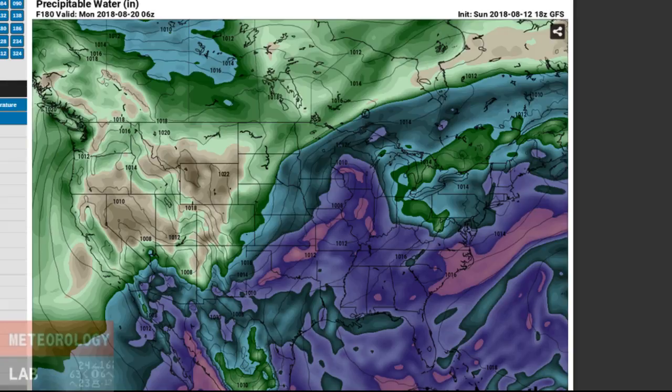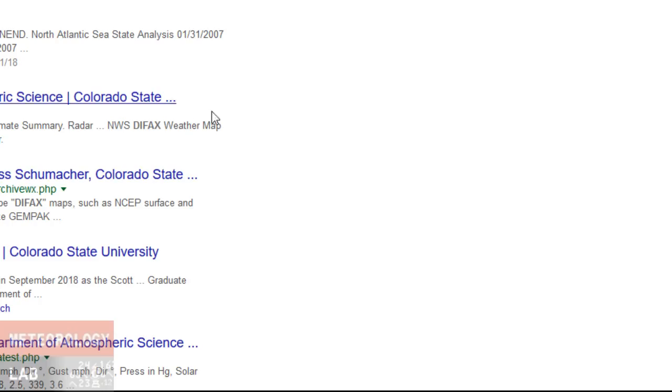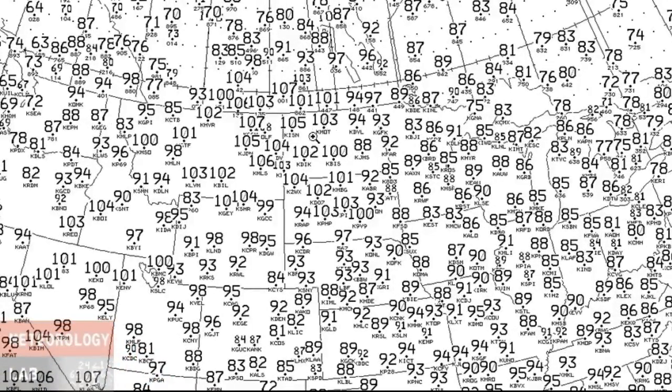I'm not going to have the high temperatures for today, but we can see how things are tracking yesterday. We'll go to Colorado State's DIFAX map archive and bring up that high temperature. And yeah, probably a good idea I looked at this because, man, that's some brutal heat up there in northwestern North Dakota. And up there in Saskatchewan, 107. That's got to be fairly close to an all-time high in that area.